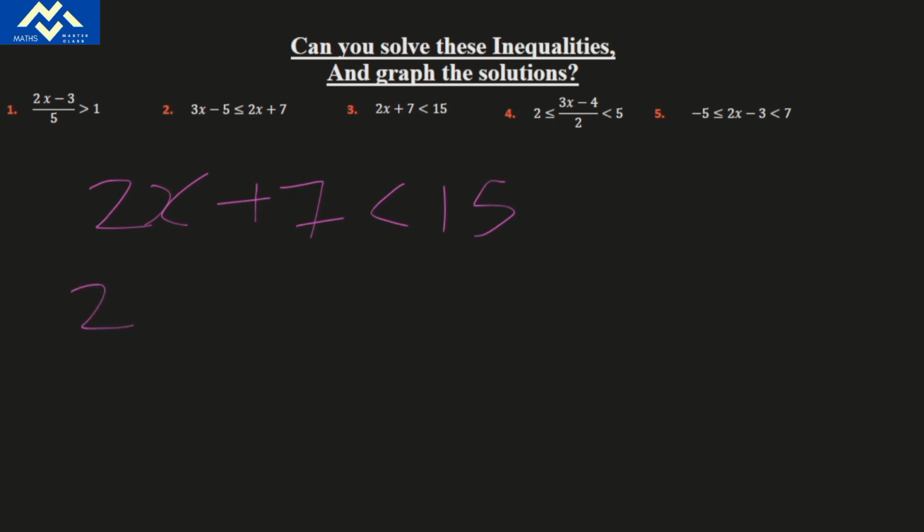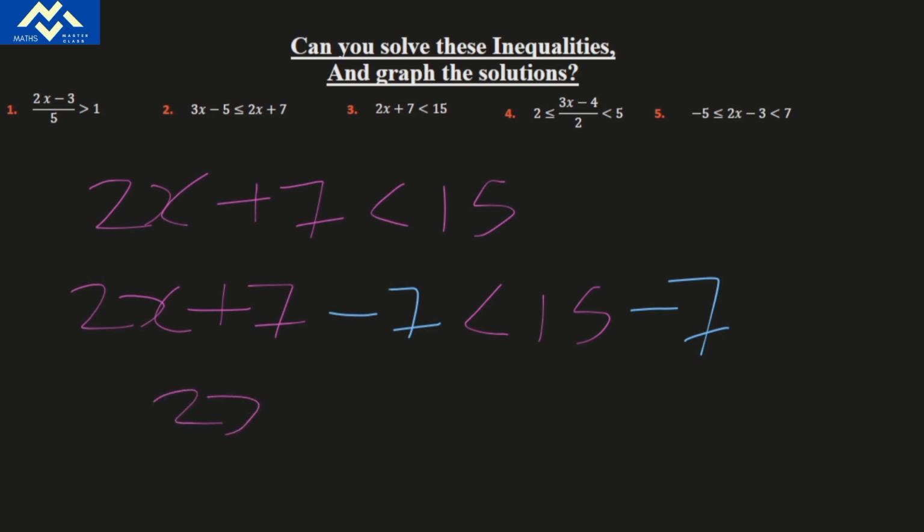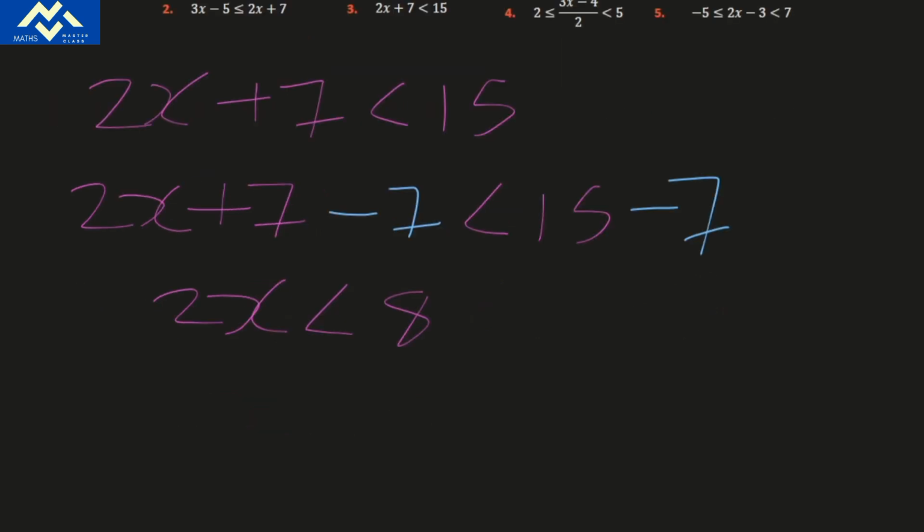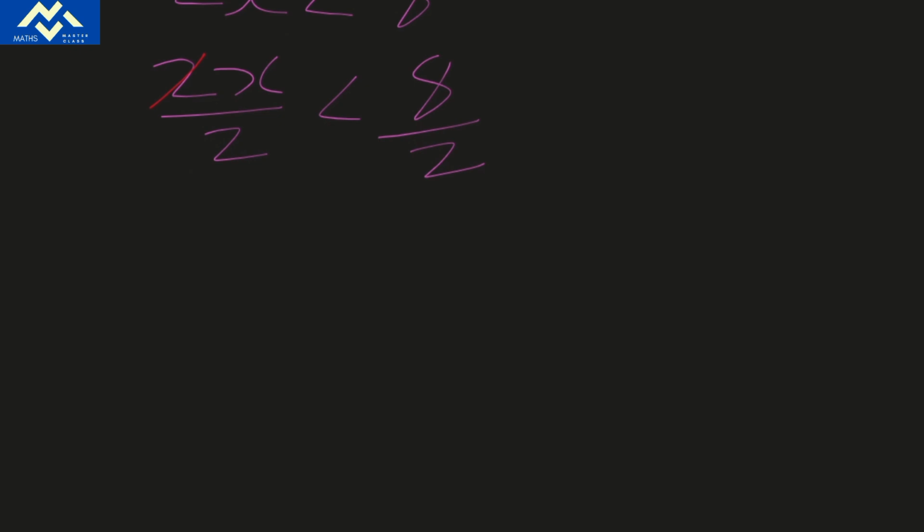So here we subtract 7 from both sides. Plus 7 minus 7 is 0. And we have 2x. Bring down the less than. 15 minus 7 is 8. Next we divide both sides by 2, since 2 is the coefficient of x. That gives us x < 4.